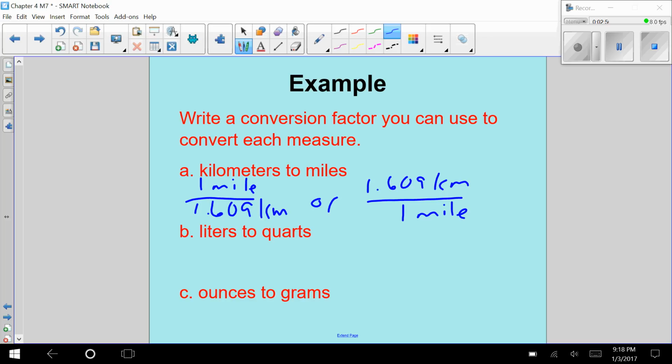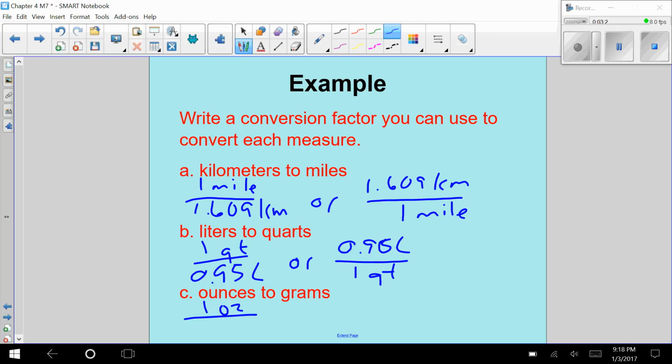For liters to quarts, we can find a conversion saying that 1 quart is equal to 0.95 liters. So we would write that as 1 quart over 0.95 liters, or we might have to use 0.95 liters over 1 quart. And ounces to grams. 1 ounce is equal to 28.35 grams. So let's write it as 1 ounce over 28.35 grams, or 28.35 grams over 1 ounce.